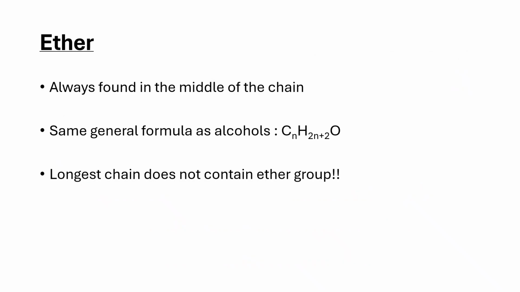You have mastered alcohol and it's time to move on to ether. This group is always found in the middle of the chain, and ether is a functional isomer to the alcohol, so the general formula is exactly the same as alcohol. The one thing that's most important when it comes to naming the ether is to look for the longest alkane chain. So the ether doesn't have to take part in the longest main chain. It'll be viewed as a side chain.